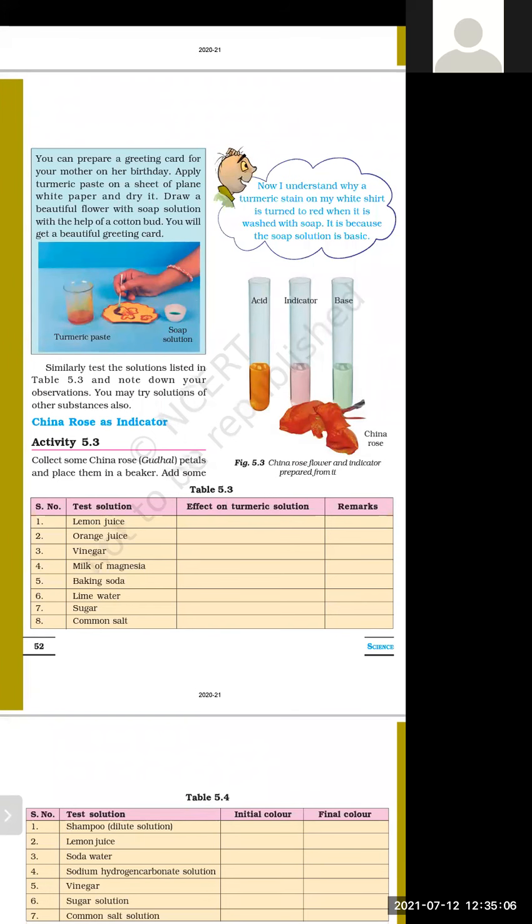Today we will discuss another natural indicator, which is China rose. So we will learn about China rose as an indicator.